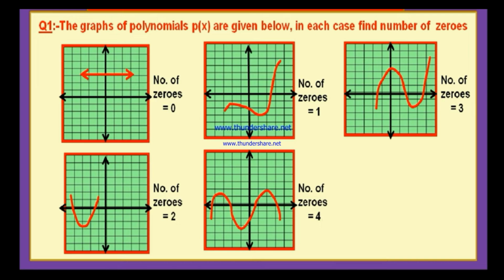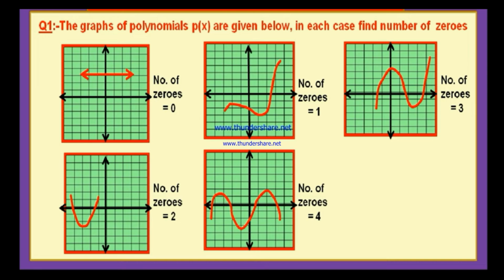I shall try to explain why the number of zeros is equal to the number of points at which the curve intersects x-axis. The reason is, at this point of intersection on x-axis, for any point on x-axis, can you say what is the value of y-coordinate? Yes, for any point on x-axis, y coordinate is always 0. That means y is equal to 0 is the equation of x-axis.